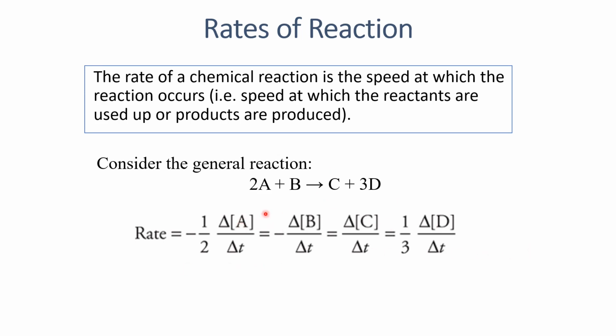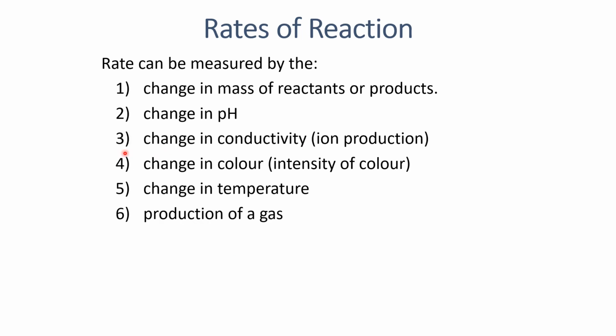Now these square brackets denote concentration, so you put the concentration value in these delta A, delta B, delta C or delta D. The rate can be measured by many methods. The first one is the change in the mass of reactant or product, or you can see the change in pH, change in conductivity, change in color, change in temperature, or production of a gas.